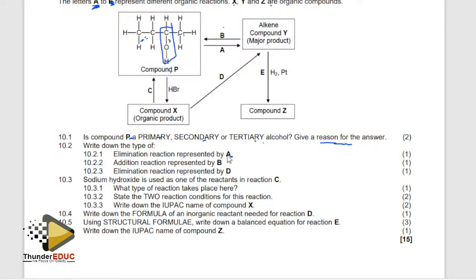This reaction represents elimination, from alcohol to alkene. You see, you are going from the alcohol to a double bond, so automatically you have eliminated. You understand? Elimination reaction A: write down the type of elimination reaction, they're asking you.